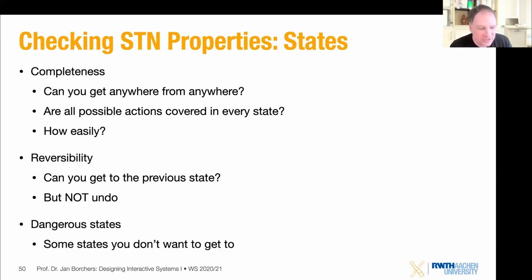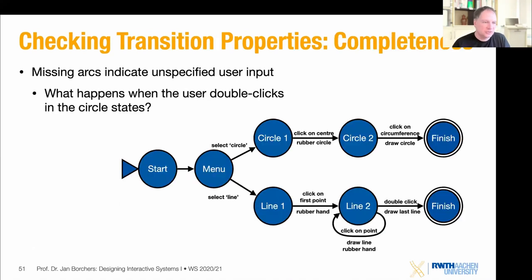We can also look at dangerous states because there may be some states you don't want to get to, or that you don't want to get to by accident or too easily. And those are things that you can also check easily with a state machine. Let me show you some examples.